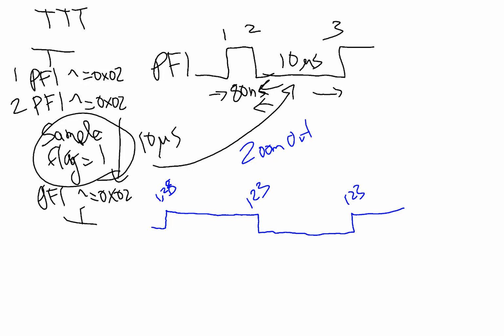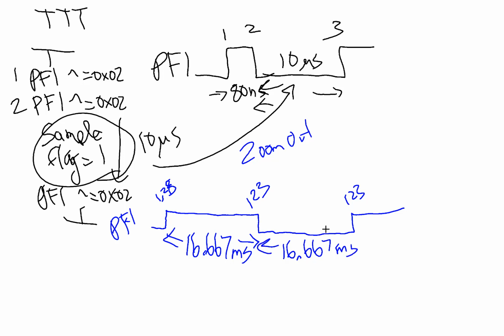Okay? But now, this is the same PF1. I'm just now going to change the units. This was in microseconds. Now I'm going to go to milliseconds. And I will see that 16.667 millisecond interval here, and another 16.667 milliseconds there. Okay? So if I zoom out, I can see the time between interrupts.